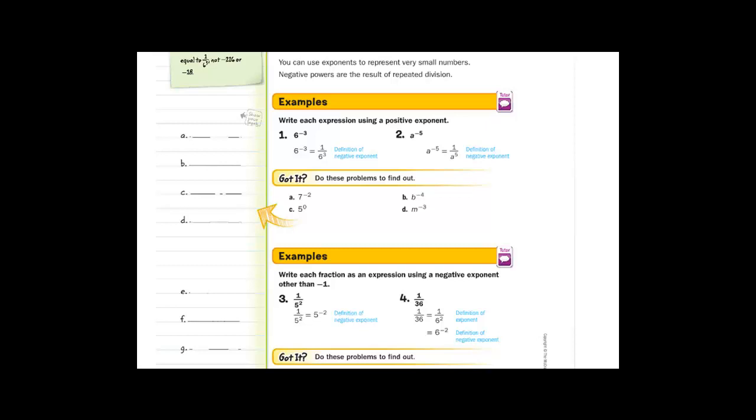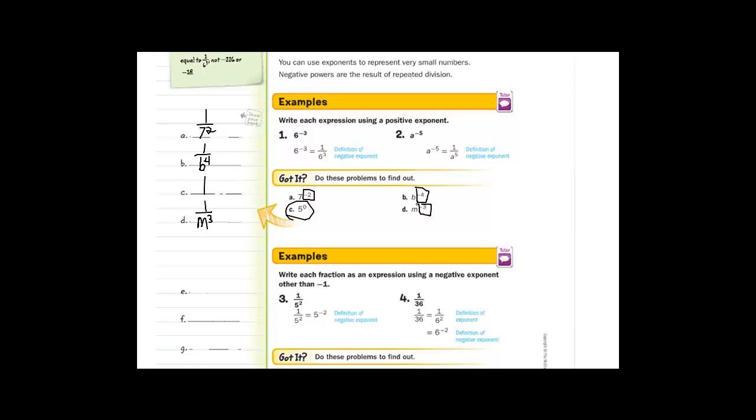If you did these, and hopefully you did them correctly, you've got 7 to the negative 2. 7 to the negative 2 would be 1 over 7 to the positive 2. B to the negative 4th, 1 over b to the positive 4th. Anything to the 0 power is 1. Those are the easiest ones on the page because you don't really have to do anything with them. M to the negative 3, 1 over m to the 3rd power. So anytime you see a negative exponent, reciprocal, change the exponent to positive.